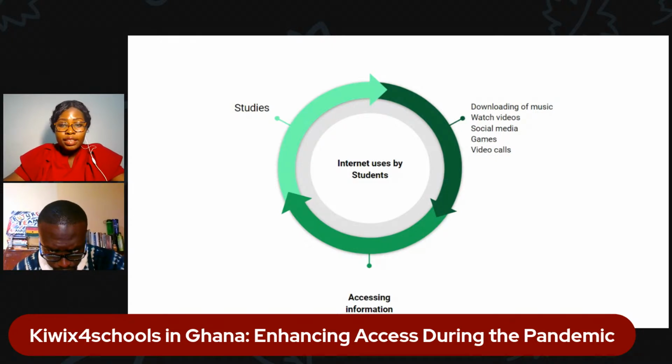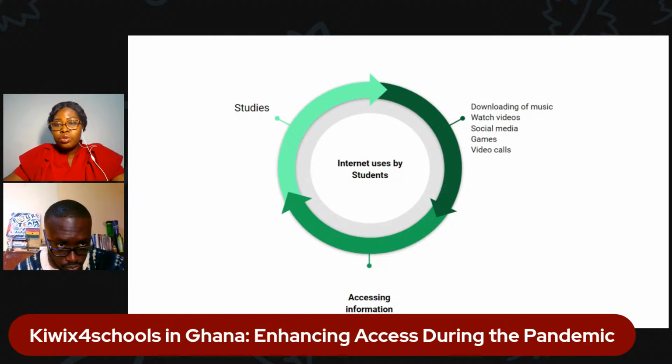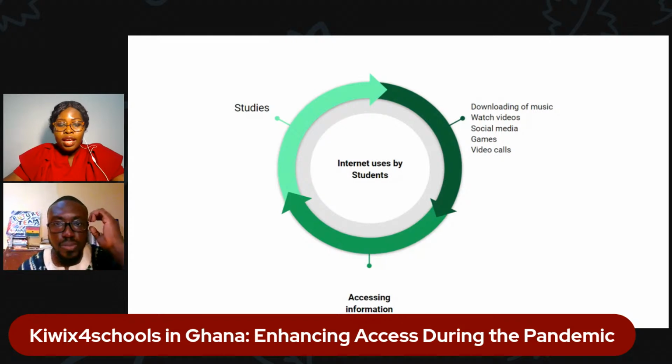internet, what exactly did they use the internet for? A lot of students said they actually used it to download music and to watch videos. Some said they had used social media, for instance WhatsApp or Facebook, and some also said they used it to play games, and others to do video calls. And others also said they used it to access information generally.